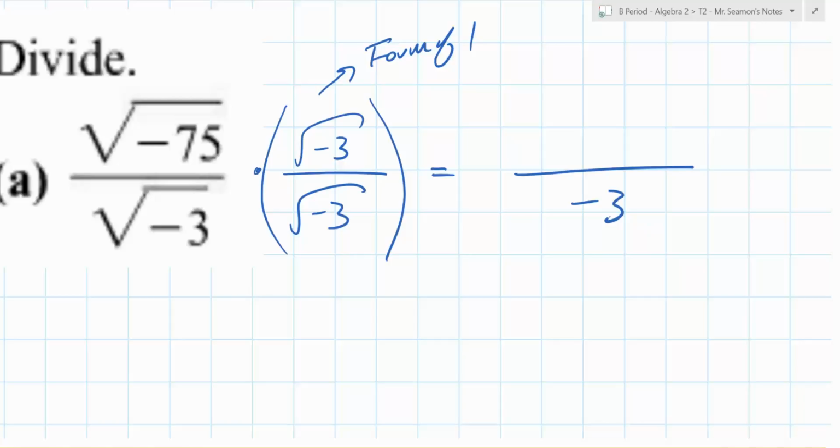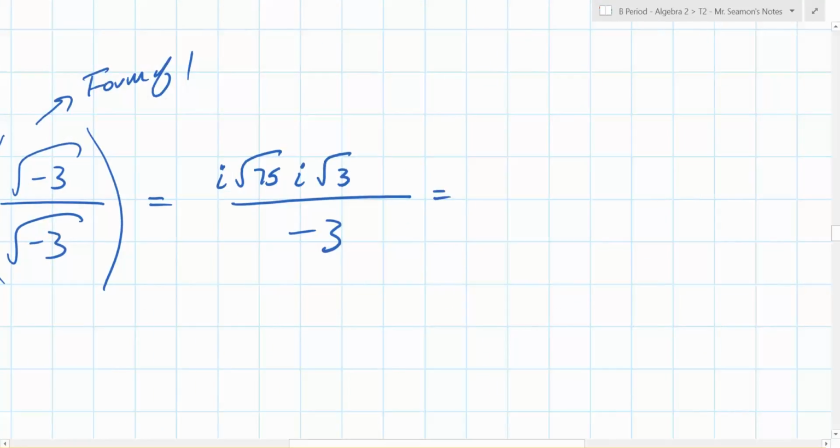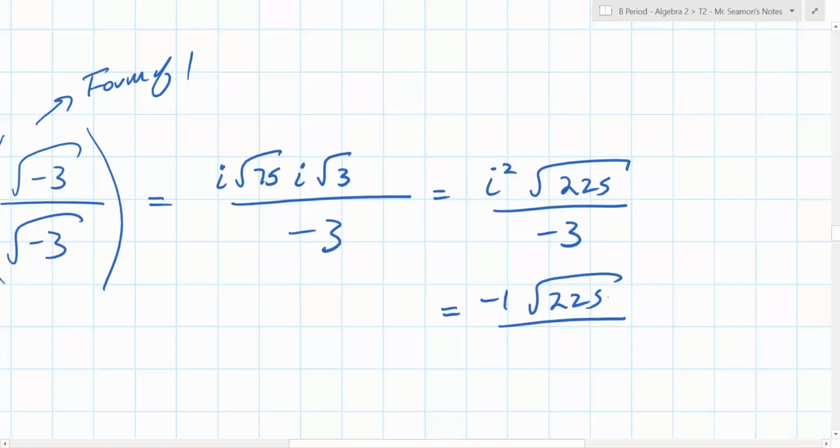But on top, can you multiply the negative 3 times the negative 75? No, I said you can't use the product rule. Instead, you turn it into i root 75 times i root 3. How many i's do you see on top? 2. And they're being multiplied, so it's i squared times the square root of, what's 3 times 75? 225. Thank you. Over negative 3. But what is i squared? Negative 1. So it's negative 1 times the square root of 225, all over negative 3.